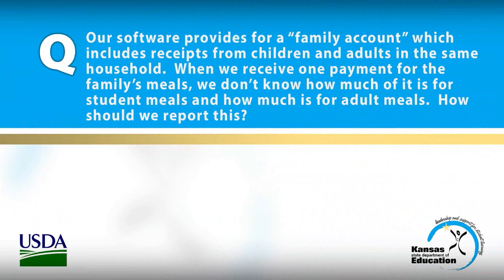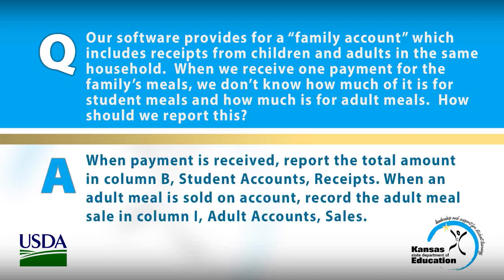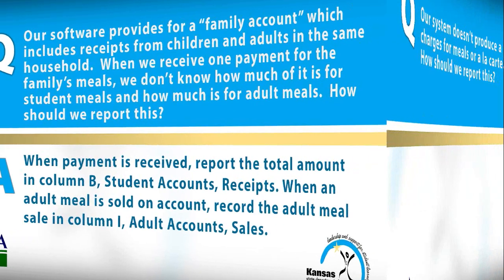Another common question is, our software provides for a family account, which includes receipts from children and adults in the same household. When we receive one payment for the family's meals, we don't know how much of it is for student meals and how much is for adult meals. How should we report this? When payment is received, report the total amount in column B, Student Accounts, Receipts. When an adult meal is sold on account, record the adult meal sale in column I, Adult Accounts, Sales.